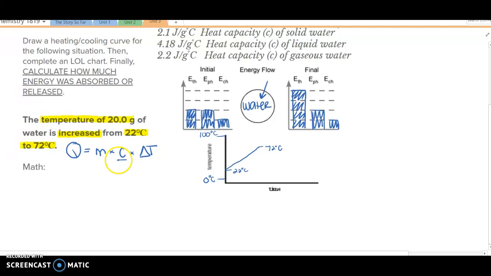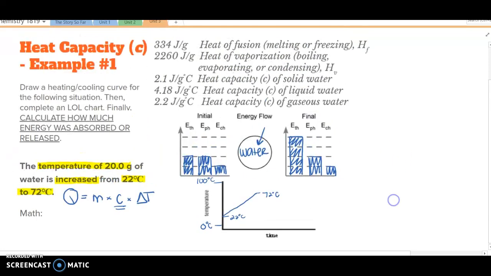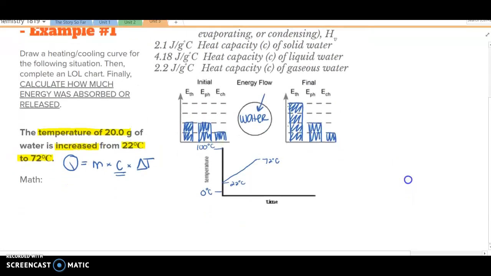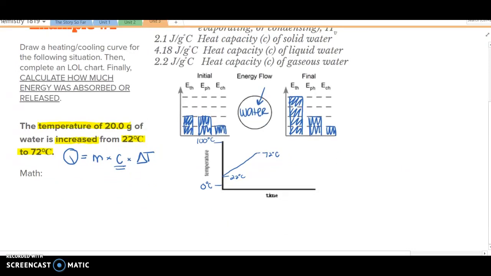And we're going to use our C value, this new idea of our heat capacity of water, which represents the amount of energy needed to increase the temperature of 1 gram of that substance by 1 degree Celsius. So mathematically, what do we know? We know the mass of the substance is 20 grams. We know that the specific heat of liquid water, we know it's liquid from our LOL diagram and from the question, is 4.18 joules per gram degree Celsius.